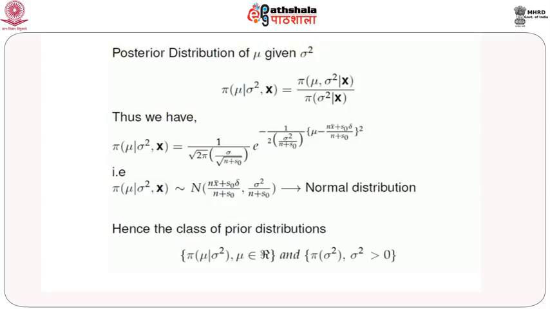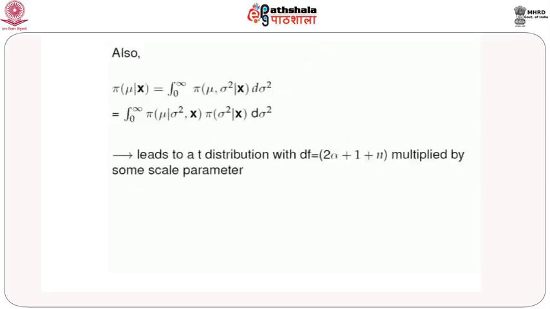We can also obtain the posterior distribution of mu given the data by simply integrating out sigma square from the posterior distribution of mu and sigma square given the data. It can be easily seen that it basically leads to a t distribution with degrees of freedom 2 alpha plus 1 plus n, and we have also some scale parameter multiplied by it.